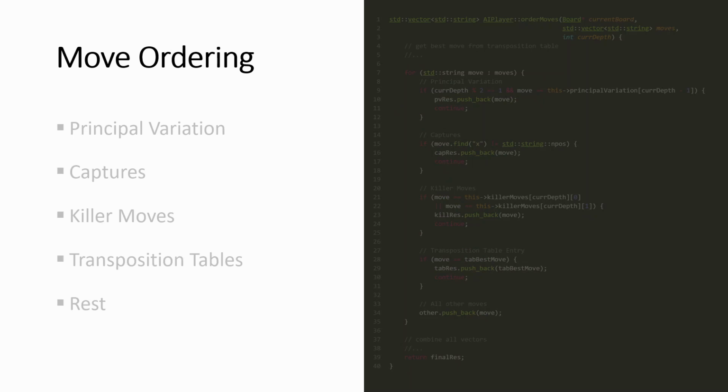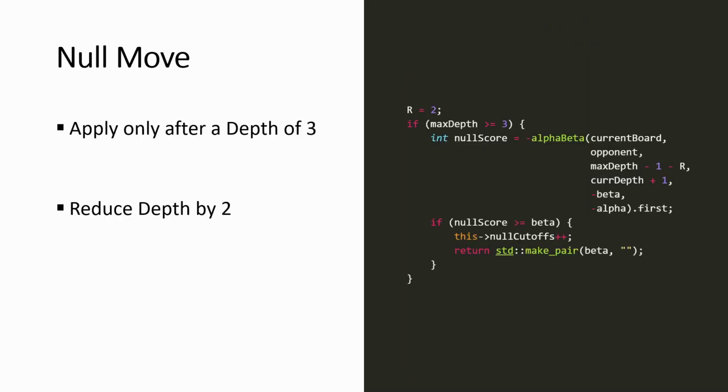With all of the improvements in place, we can order our moves to even further decrease the search time. In my implementation, the move ordering is first the principal variation, then possible capture moves, then killer moves, transposition table entries, and then all other moves. This has shown to be the fastest way to do it, but that might not be the case for other implementations.